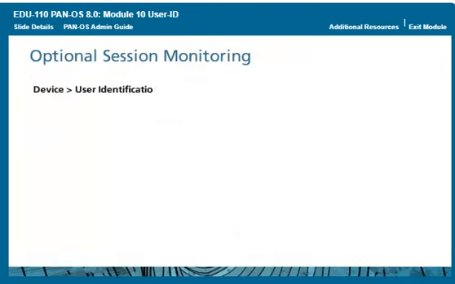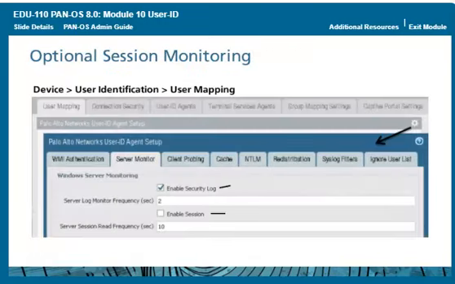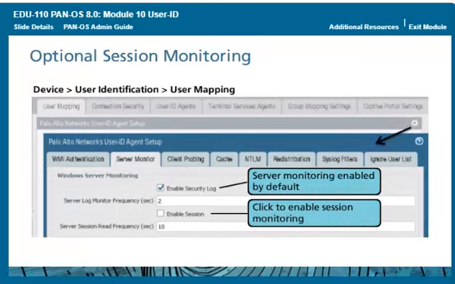To enable session monitoring, click the Enable Session checkbox. This setting enables the integrated agent to use current file and print sharing information to verify current IP address-to-user mappings.